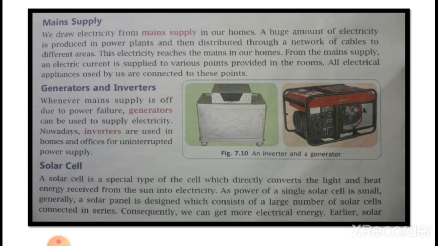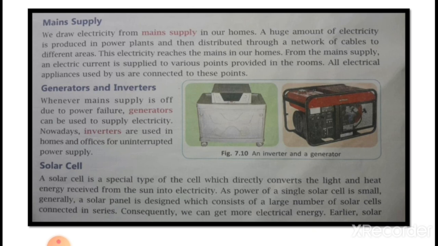If any one of the switches or the main supply is faulty, we cannot work the appliance in that particular gadget. A huge amount of electricity is produced in the power plants, and it is distributed to various places through cables. This electricity reaches the mains in our home. From the main supply we use the electricity to work different appliances in different rooms in our home. Okay, next one is generators and inverters.